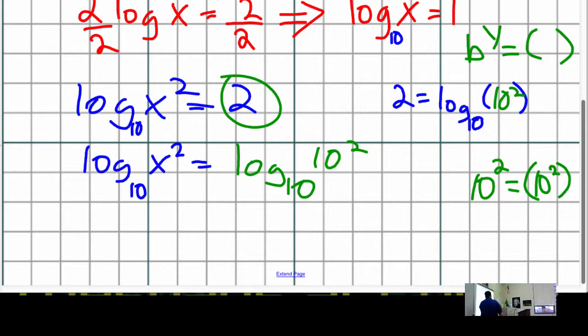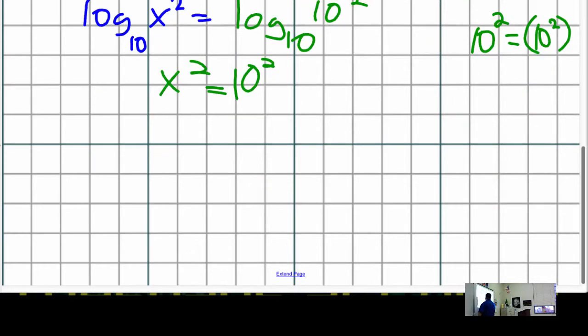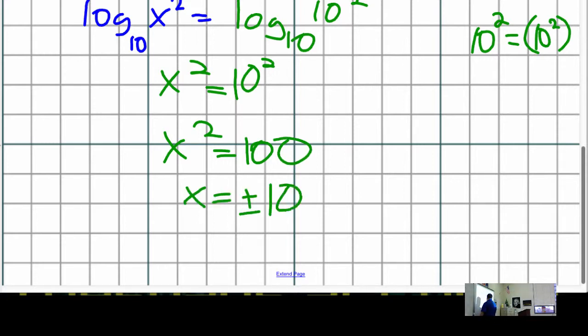Now if I do it this way, I could think of it in terms of this b to the y equals x business again, and I'll end up with x squared equals 10 squared, which means x squared equals 100, and when you take the square root of both sides, you get plus or minus 10.